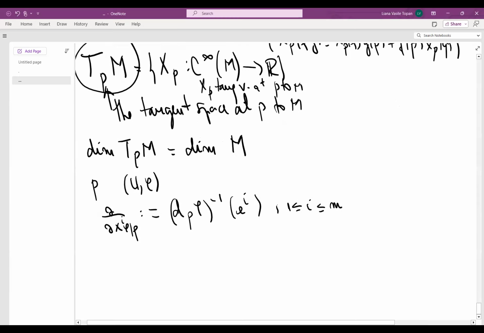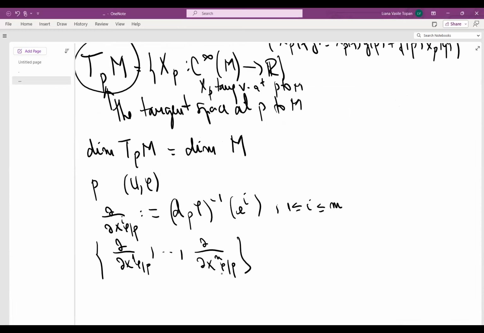So the set containing all these vectors, up to the last one, d over dxm of phi at P, is a basis for the tangent space at the point P to the manifold M. So any tangent vector will be a linear combination of these vectors. So any tangent vector will be a sum of, let's say, xi times d over dxi of phi at P, right?